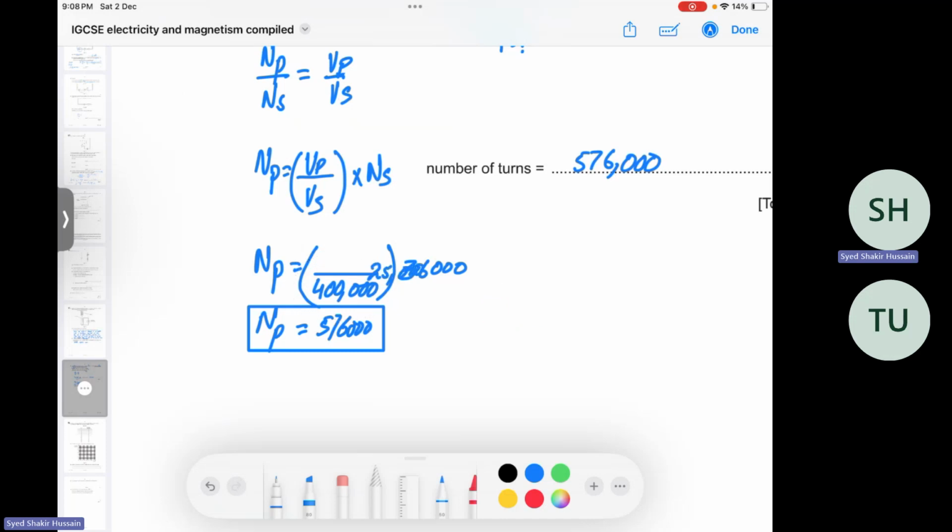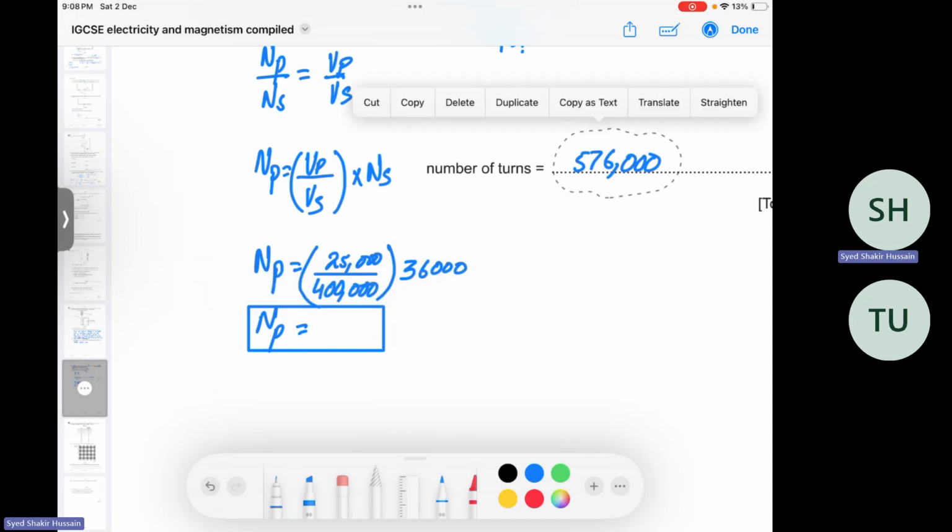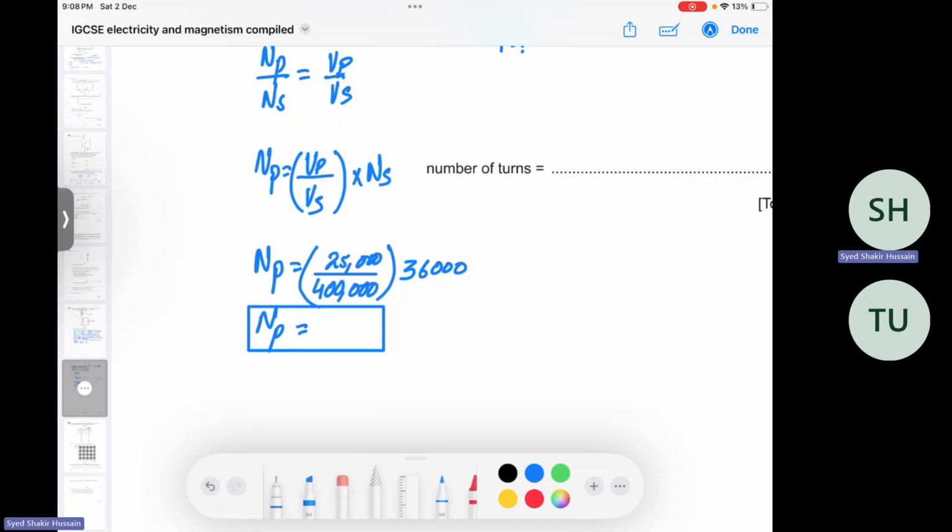Now please calculate it again. 2,250. Come again. 2,250. Right. Can I write it as 2300? Yeah. All right. So 2300.